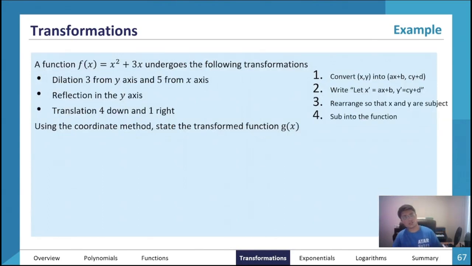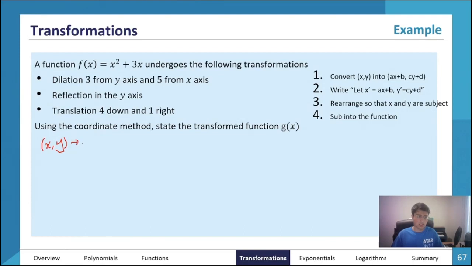Okay, so let's practice using the coordinate method. We've got the steps here on the right, and let's have a look at the function we're dealing with. x squared plus 3x undergoes these 3 transformations. Using the coordinate method, state the transformed function g of x. So first thing we do is we write down our coordinates on our original graph. So we've got x and y.